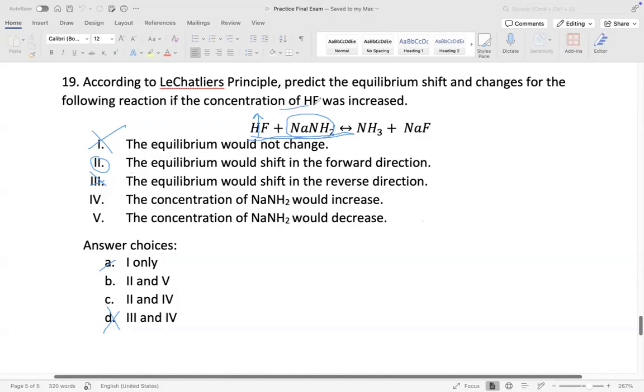So if we're pushing forward, we're going to be changing both HF and NaNH to the products NH3 and sodium fluoride. So if we're using them up, we're pushing the reaction forward, we're going to end up decreasing those molecules. So we've pushed the reaction forward, which would cause a decrease in this one. So the correct answer here would be B.